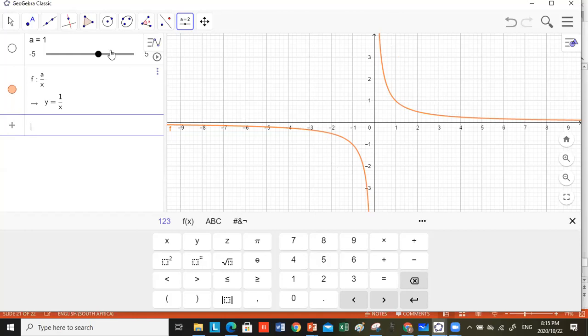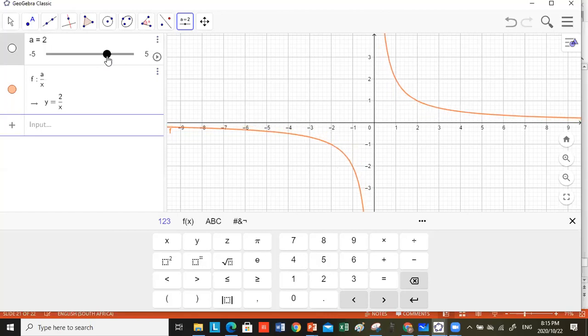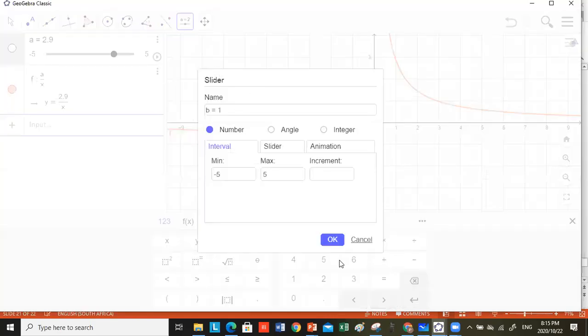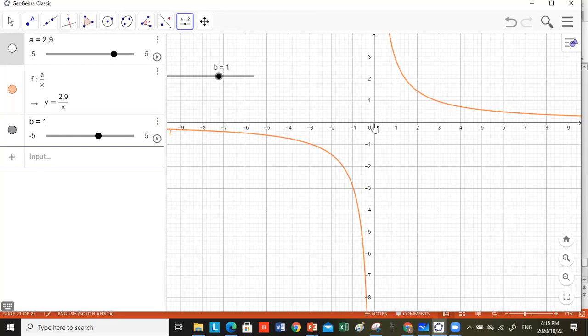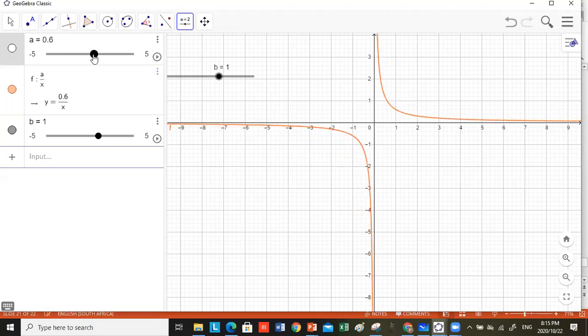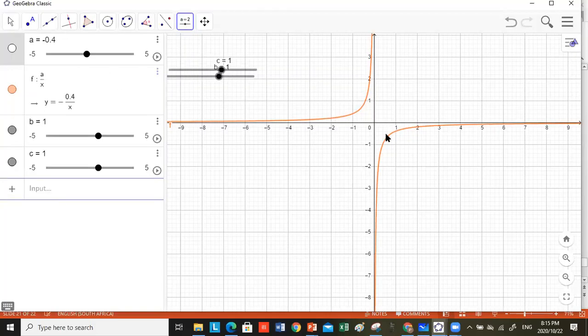Let's see what is happening if we increase now our A. If we increase our A, it moves away from the origin. The function is moving away from the origin, but it sticks on the first quadrant and third quadrant. Now let's see what is going to happen if A is decreasing. If our A is decreasing, it's coming closer and closer to the origin, and all of a sudden it gets into the second quadrant and the fourth quadrant.